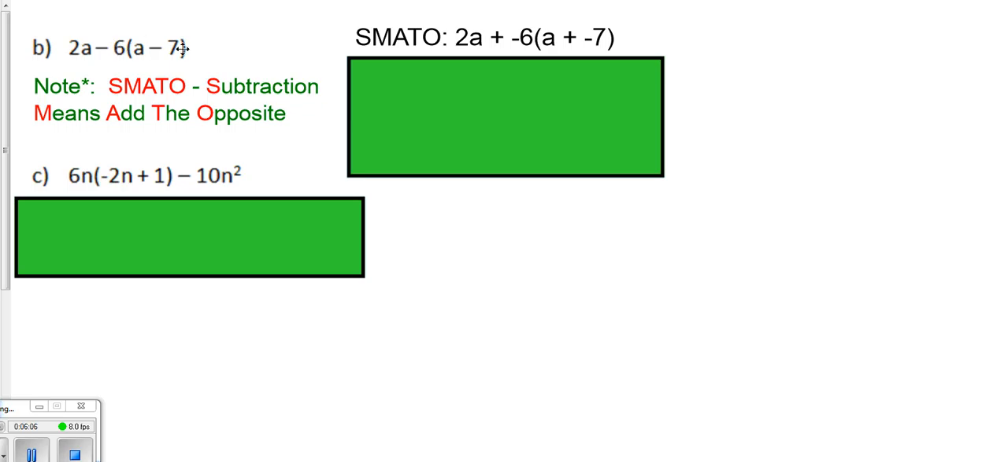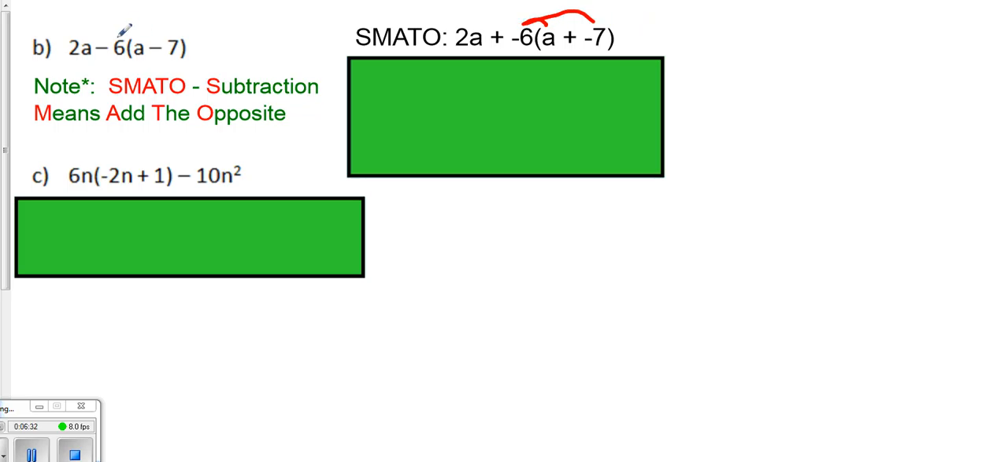So it's not 6 times all of this, it's negative 6 times all of this. Same thing with this minus 7. It's not minus a 7, it's add a negative 7. Subtraction means add the opposite. Now that might make it a little bit easier to see how everything works here. Because this negative 6 is on the outside of the parentheses, we need to distribute. So it needs to get multiplied to each one of these.